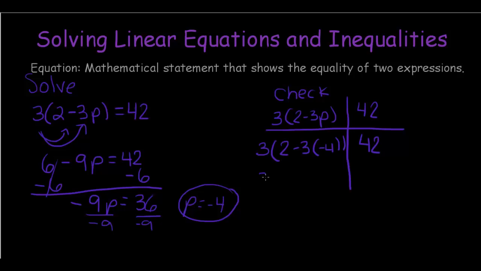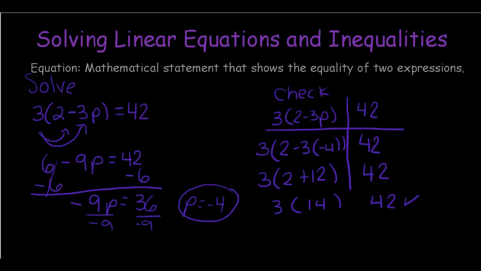We're going to use the order of operations, PEMDAS. So first we perform the operations inside of the parentheses. Negative 3 times negative 4 is positive 12. And again, this is supposed to be 42. 2 plus 12 is 14. 3 times 14 is 42. So that means 42 equals 42. So that is the correct answer.